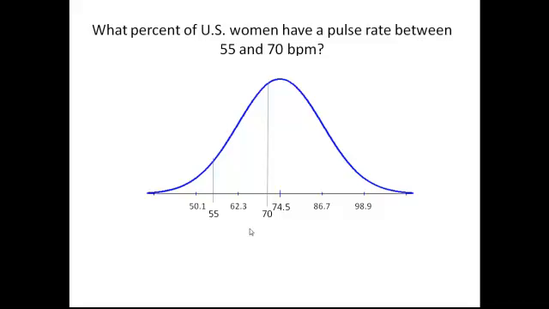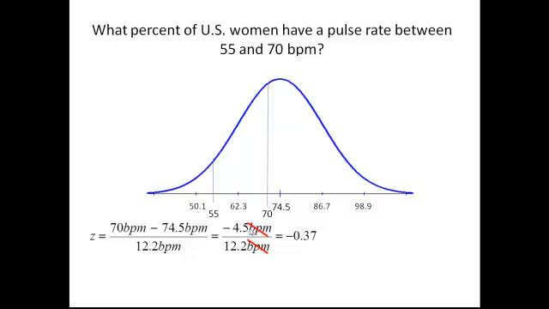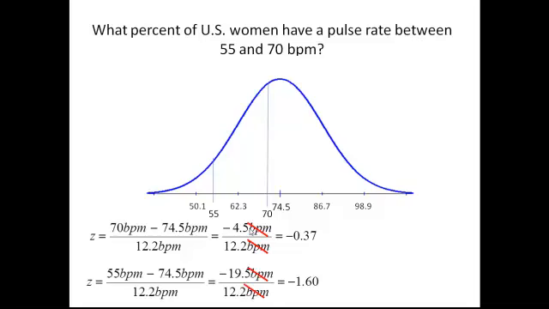Finally, this is the trickiest way to use the normal tables. We want to know what percent of U.S. women have pulse rates between 55 and 70 beats per minute. Again, this is a little trickier than before. Notice that we have two different pulse rates that they're referencing in this question. So this creates double the amount of work for us to do. We have to convert and find the z-score for 55 and 70. Here they are below. Take a peek. See if you can follow the math.